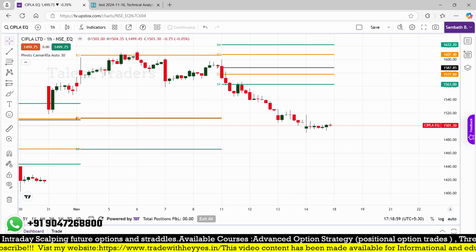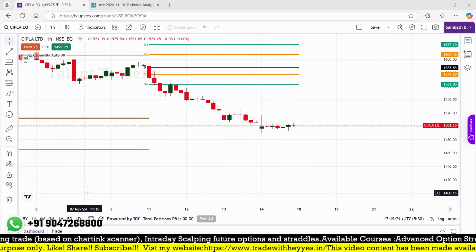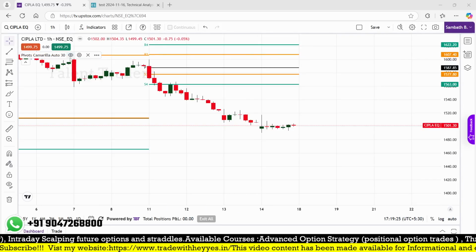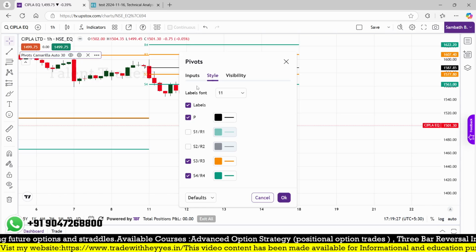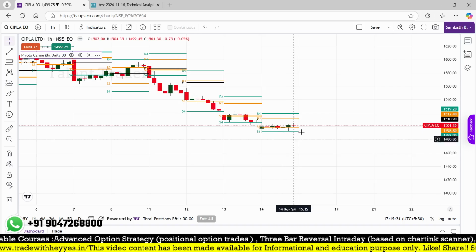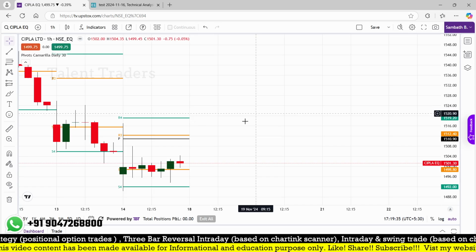Just wait, where did we make a mistake? We will check that. Yeah, so we made a mistake. This is a weekly level, but I am using a daily level, right? So we need to change that from auto to daily. Now it will work, because we are using the hourly time frame, so that was the issue.